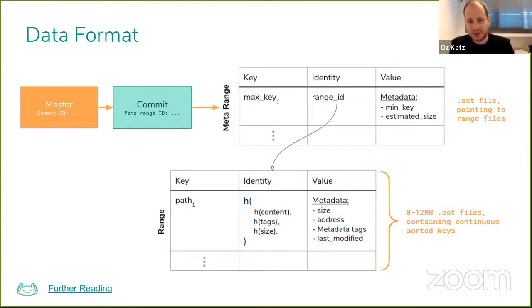All I have to do is create this new range file. And what I'm getting is, for each commit, I have an entire snapshot of the entire data lake at that specific point in time for that branch.